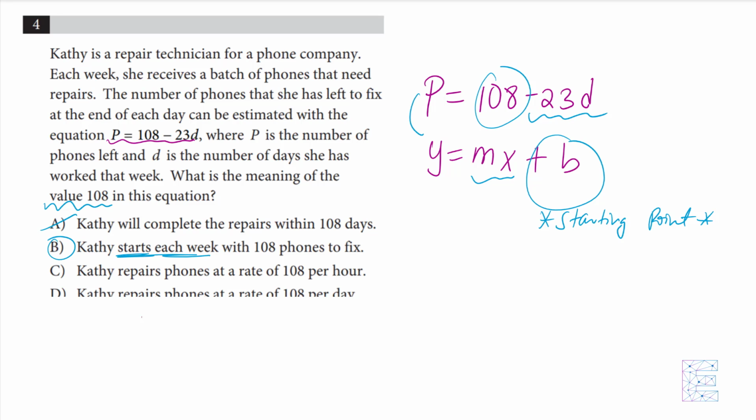A is out. Kathy repairs phones at a rate of 108 per hour. No, rate is slope. So the slope here is actually negative 23, which means she's repairing 23 phones every day. And D is Kathy repairs phones at a rate of 108 per day. So again, the rate is not 108. So B would have to be it, starting point.